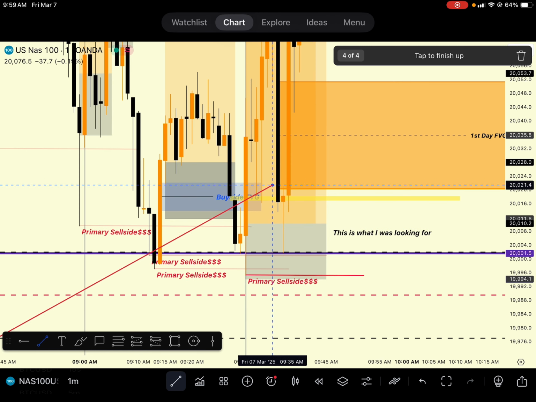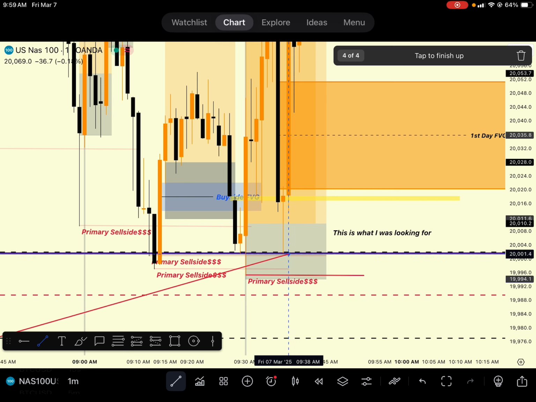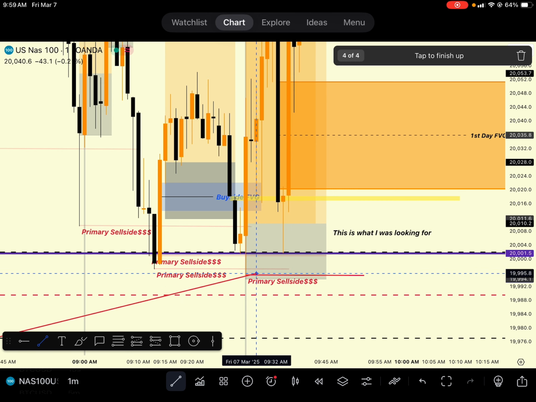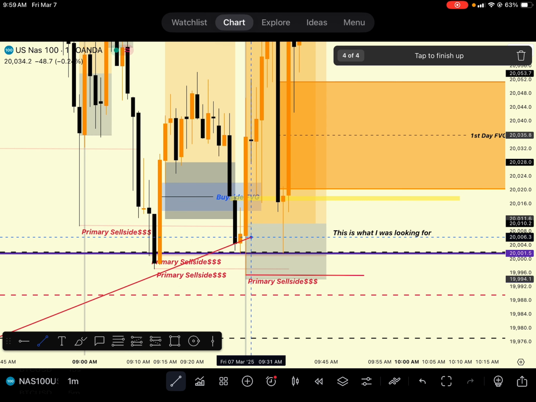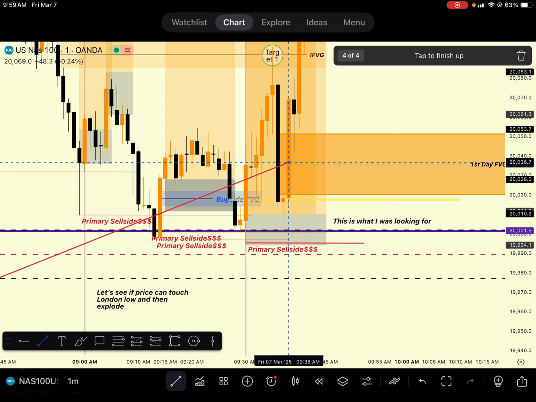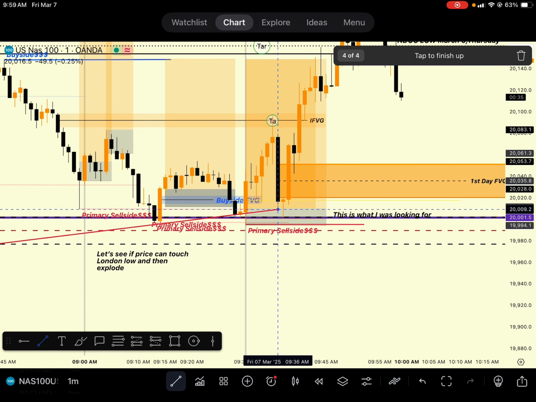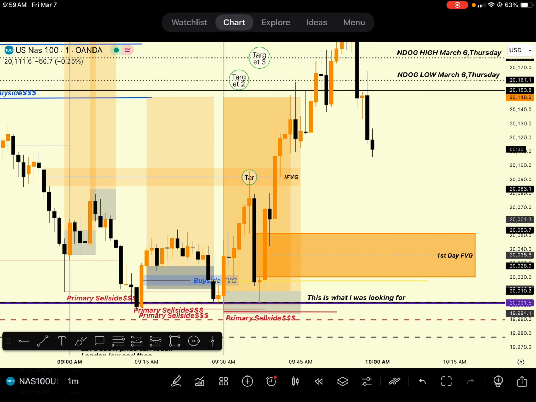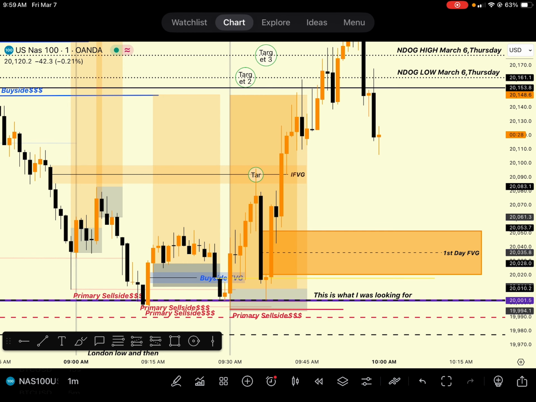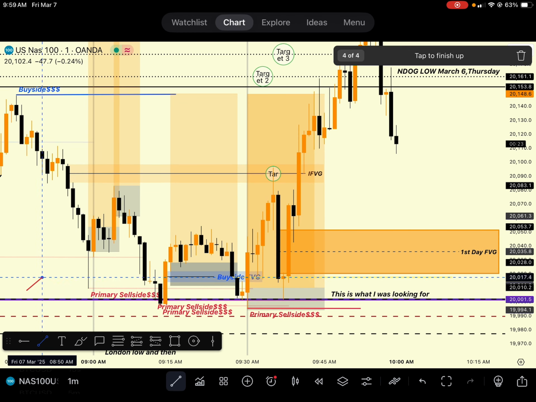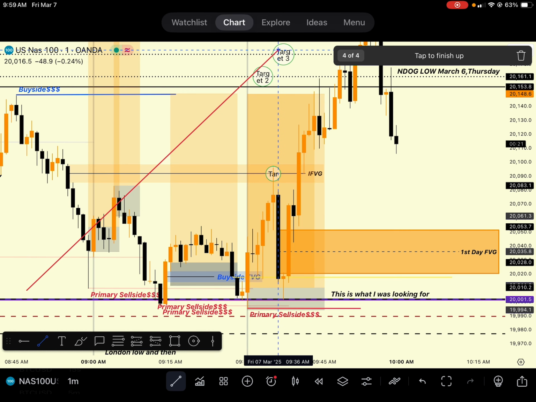Let it play. Did it come back? Yes, it did, but it did not sweep. So this would have been a trade. That would have been a trade. Consequent encroachment of the first day presented fair value gap should have been a trade. And those are the only three that would secure safety that I could see. But the rest are just like pyramiding. So lowest hanging fruit, as you can see, they're circled here, here, and here.